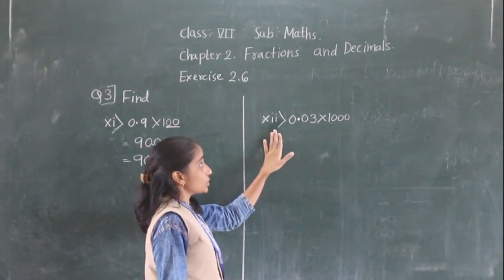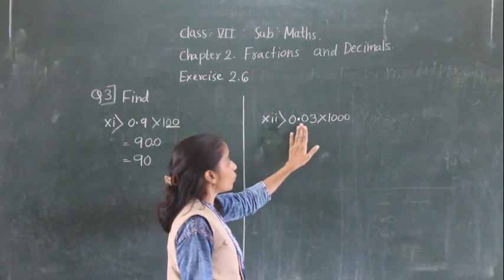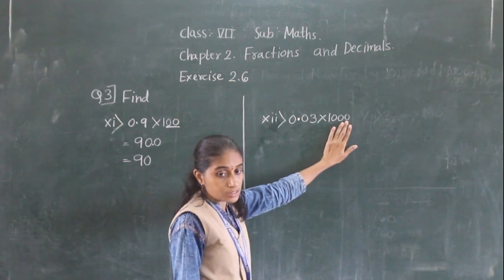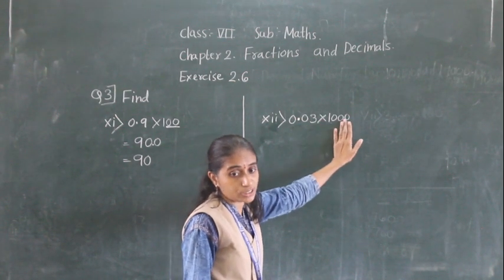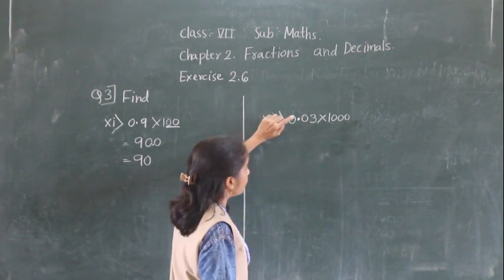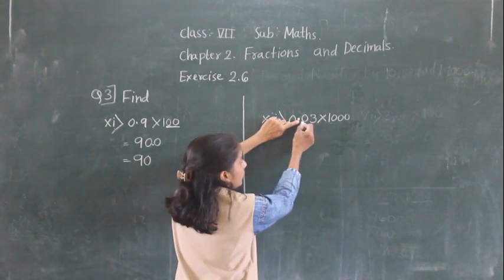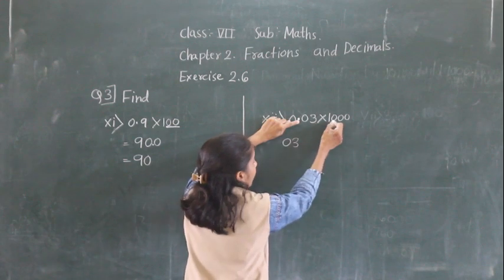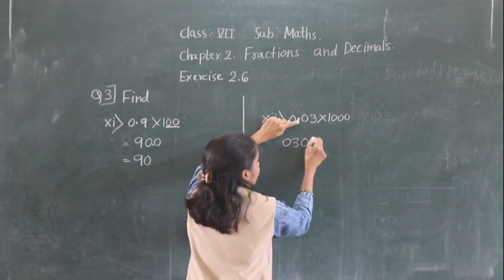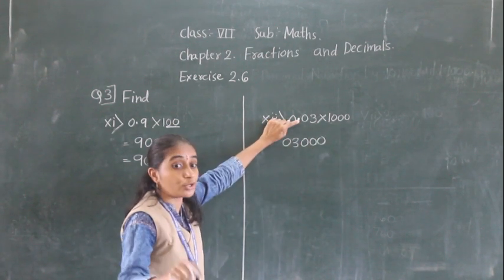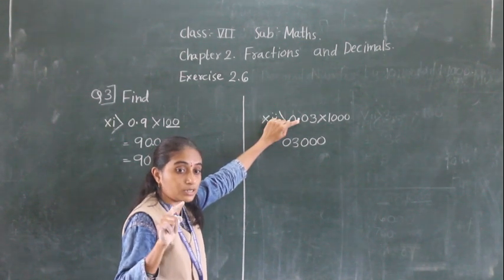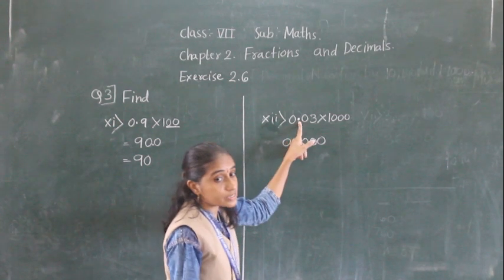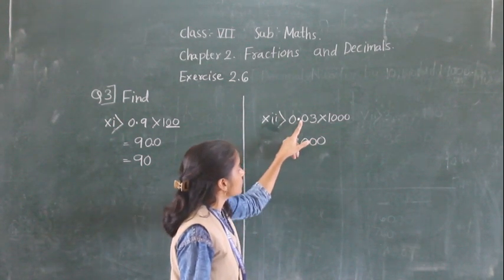Let's solve question number 12. 0.03 multiplied by 1000. Now see where the decimal point is here. So we will write this 03 as it is. And these 3 zeros are given here, so it will be easy for you to understand and count the number of digits. Now see here where the decimal point has been given.